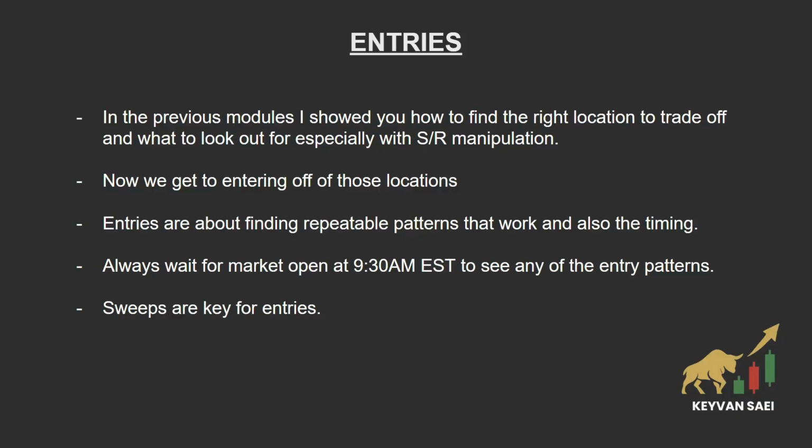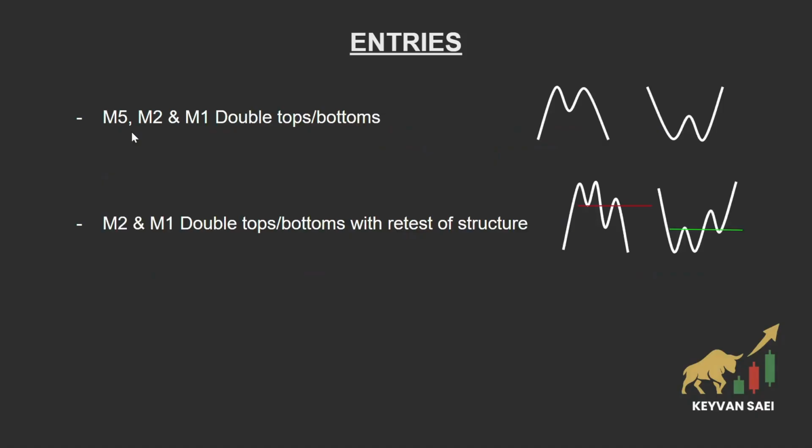Now, sweeps are a key thing to look out for with entries. For my entries, I use a lot of double tops and double bottoms. You can use these on different time frames: the M1, the M2, the M5. Me personally, I really like the M5.